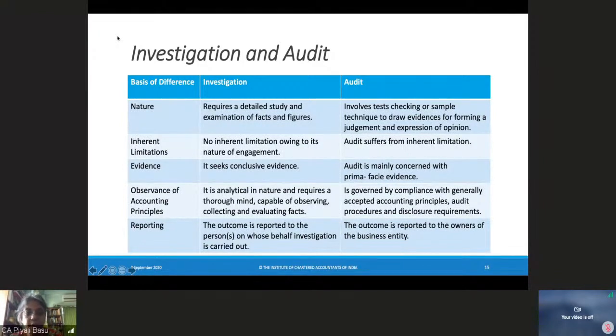Observance of accounting principles, it is analytical in nature and requires a thorough mind capable of observing, collecting and evaluating facts and figures. Very important thing, and in case of audit, it is governed by compliance. Reporting: the outcome is a report to the person on whose behalf the investigation is carried out. It could be an individual, a company, an authority, whoever it is.